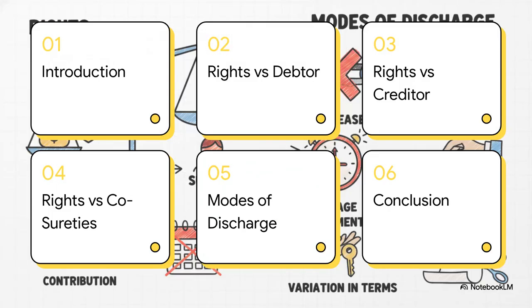Before you write your detailed answer, you must draw this exact synopsis structure in your answer booklets. This is how you secure top marks from the examiner. Write it down. Point 1, Introduction. Point 2, Rights against principal debtor. Point 3, Rights against creditor. Point 4, Rights against co-sureties. Point 5, Modes of discharge. And point 6, Conclusion. Remember, a well-structured paper is always a high-scoring paper.